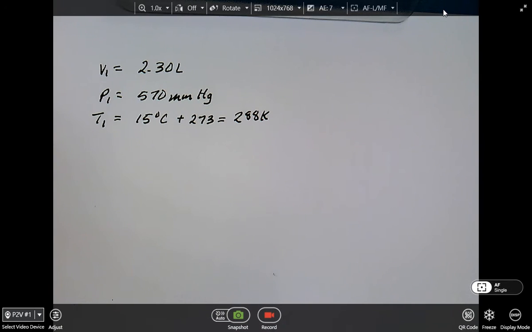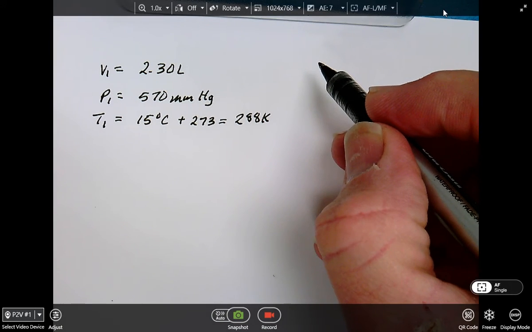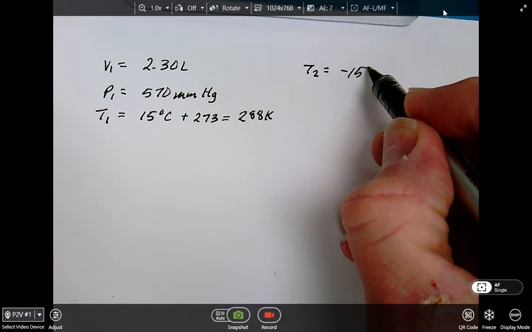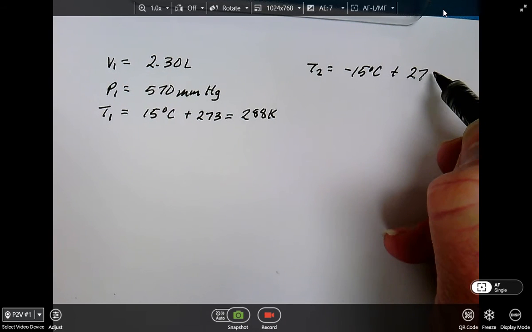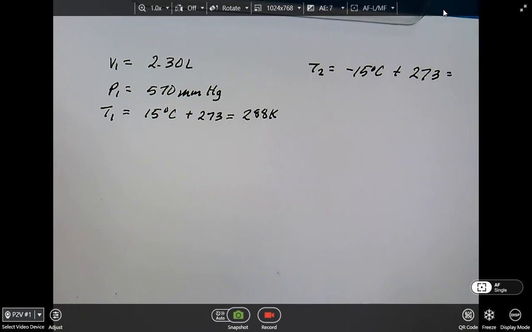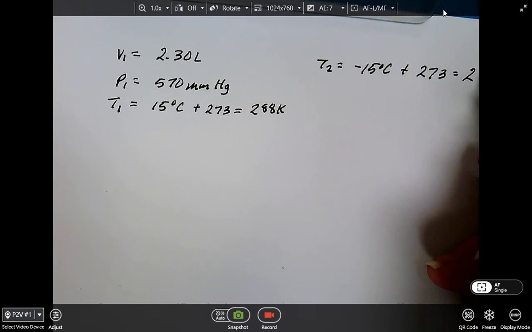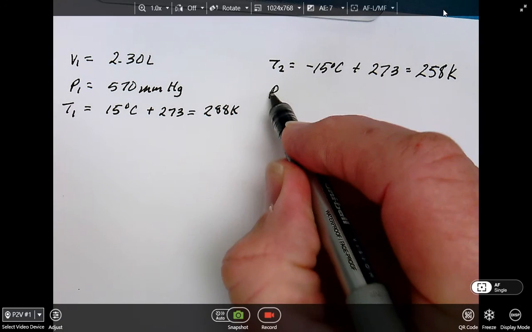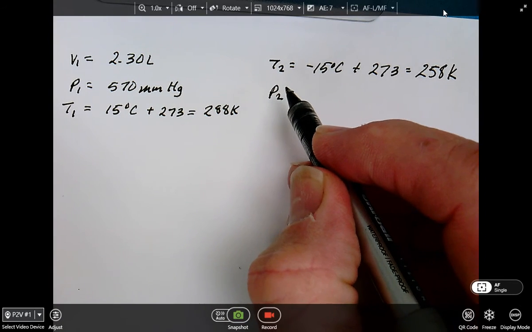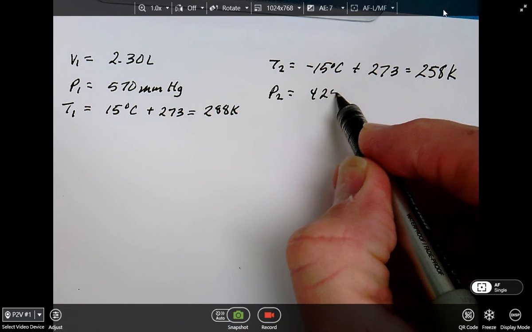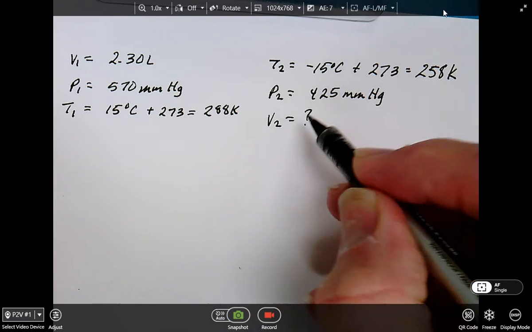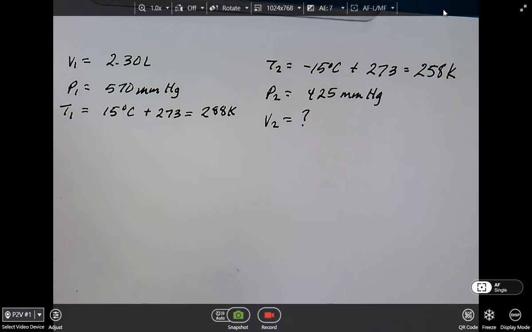Now, what is the new pressure? Well, it tells you that you go to the top of the mountain and you have a new temperature of negative 15 degrees Celsius. So again, convert that over, and so that'll give you 258 K. All right, our new pressure at the top of the mountain is 425 millimeters of mercury. The question says then, what is going to be the new volume? Okay, how big is the balloon going to be? What's the new volume?